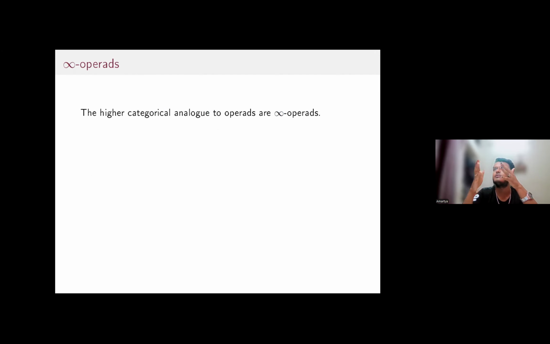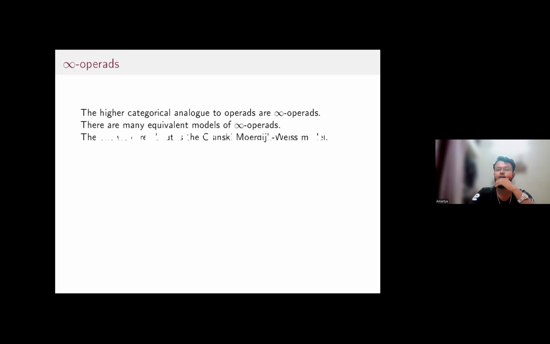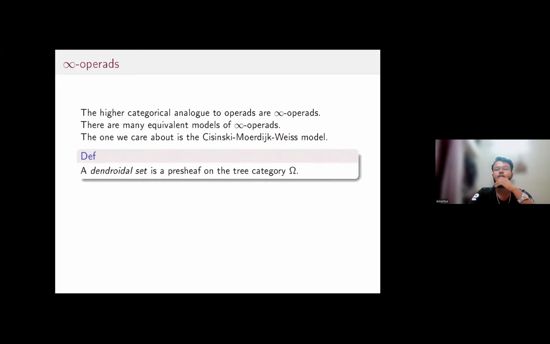I'm not going through the whole construction. I'm just gonna give you an idea of what it is. There are loads of models; I think nLab says there are 5 or 6 equivalent models for infinity operads. The one that we care about is the Cisinski-Moerdijk-Weiss model. So what is a dendroidal set? It is a presheaf on the tree category. At some point we're going to see what the tree category is.